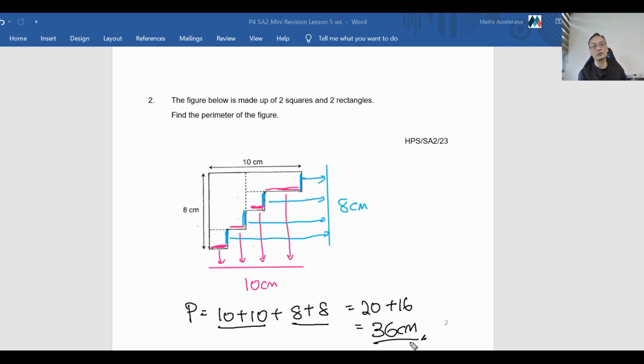Okay, so this is how we use the push-out method to find the perimeter of this irregular shape, right? Because why is it irregular? Regular shapes are squares and rectangles. This is a combination of 2 squares and 2 rectangles, so it forms an irregular shape. And my recommended method is to use the push-out method. Okay, let's move on to the next question.